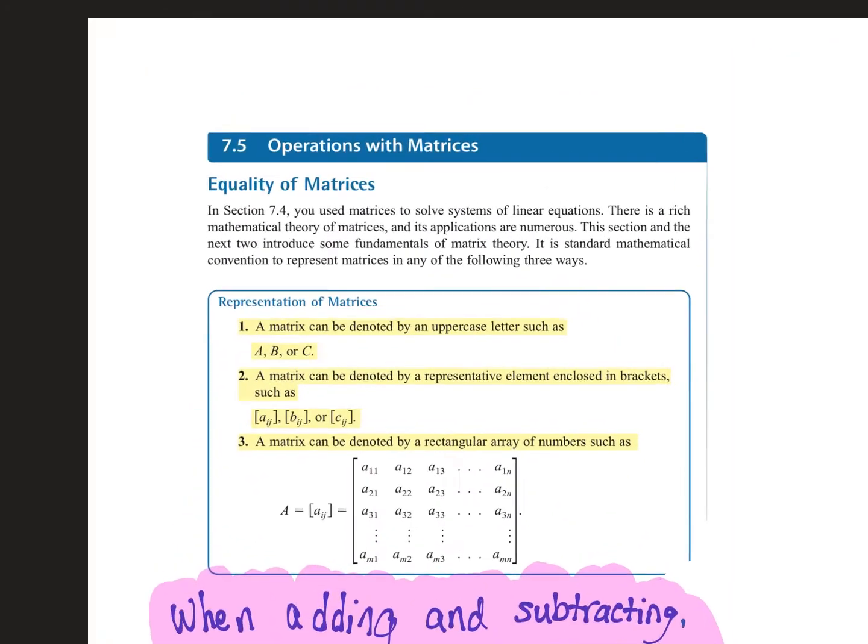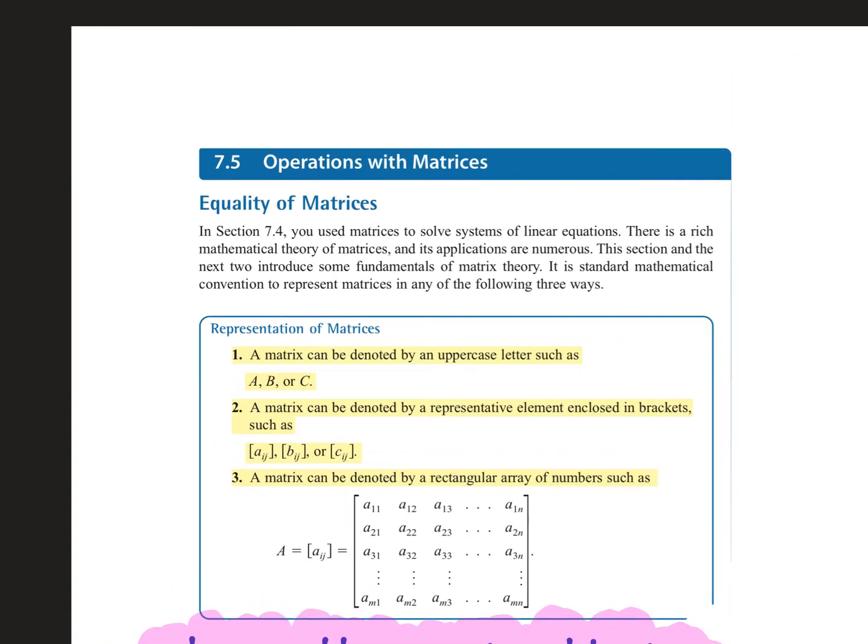Alright, today we're doing 7.5, and that is operations with matrices. So we are adding, subtracting, multiplying by a scalar, and multiplying matrices.